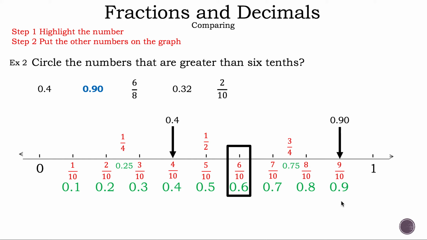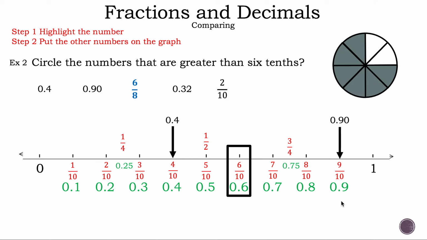Now we can go ahead and take a look at 6/8. If you don't have that one memorized, then you can go ahead and draw a picture. Okay, so we drew a circle separated into 8 equal sections, highlighted 6 of them. Okay, what does that look like? Well, if we take away some of the lines, it looks like 3/4. Where's 3/4? Boom, right there. So now we can put it on the graph.